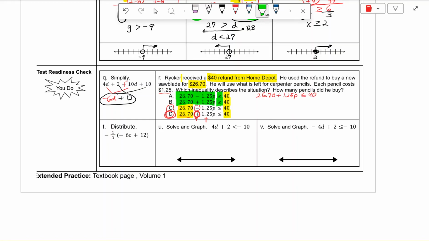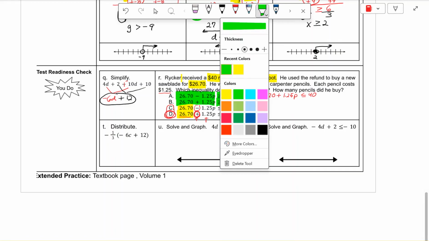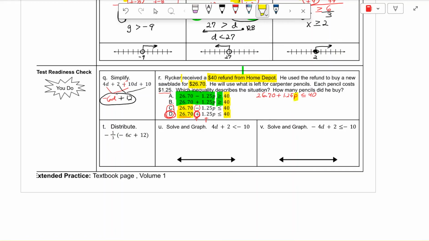Okay, this is just like what we learned today. This problem has a variable, it's P. It has a coefficient of $1.25, and it has a constant, plus $26.70. So we'll get rid of the constant first by adding a negative $26.70, or subtract $26.70.